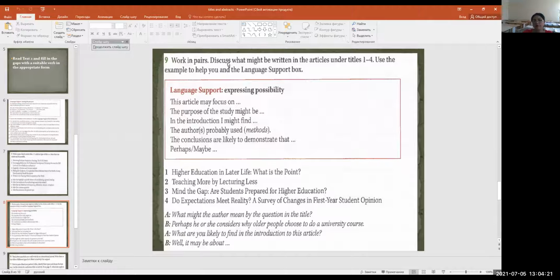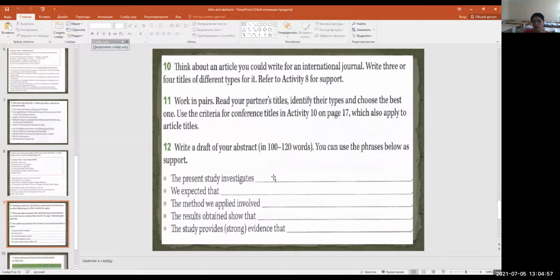So now we will discuss what might be written in the articles under these titles. So from 1 to 4, use the example to help you and the language support box. In the language support box, you may see how possibility is expressed in research writing. Like this article may focus on, the purpose of the study might be, in the introduction, I might find, the authors probably used these methods. For example, the conclusions are likely to demonstrate that, perhaps, maybe, and so on.